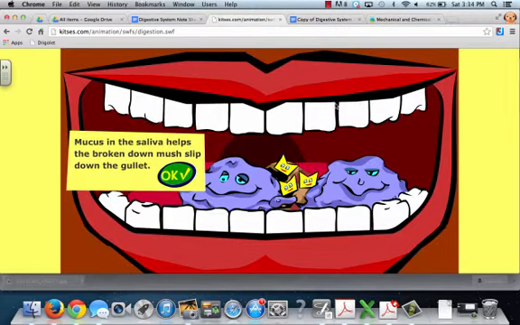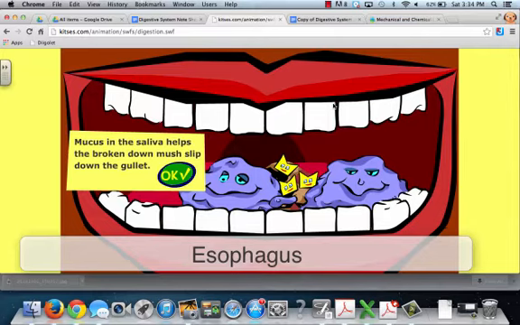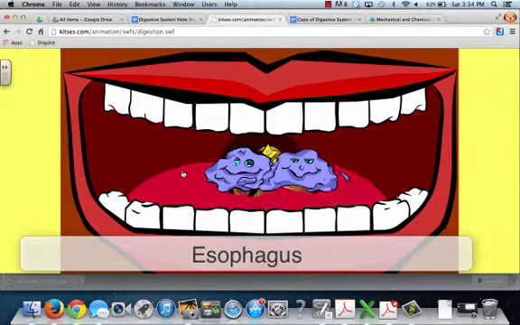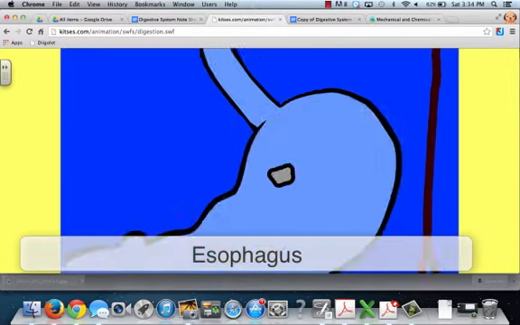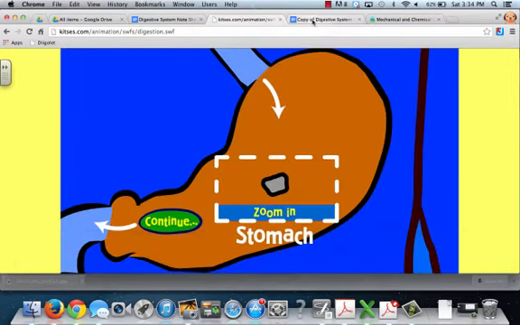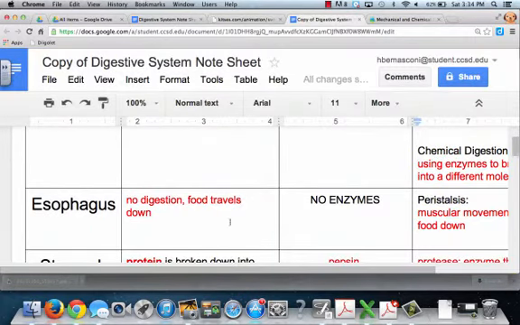The next organ we're going to talk about is the esophagus. So I'm going to show you the animation really quickly. The esophagus is the tube that connects the mouth to the stomach. You're going to see your food go down. Done. All right, so let's talk about what happened there. It's very fast, I know. So no digestion occurred, and food travels down the esophagus.